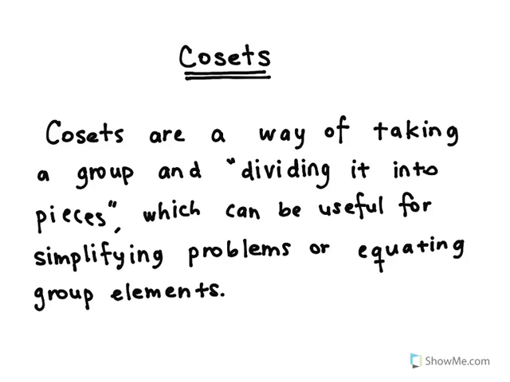And as we'll see, this can be useful sometimes for simplifying problems, like a kind of divide and conquer approach, or equating different group elements if for some reason you want to consider two different group elements equivalent to one another. So before I tell you the precise definition of what cosets are, I'm going to start off with a prototypical example.